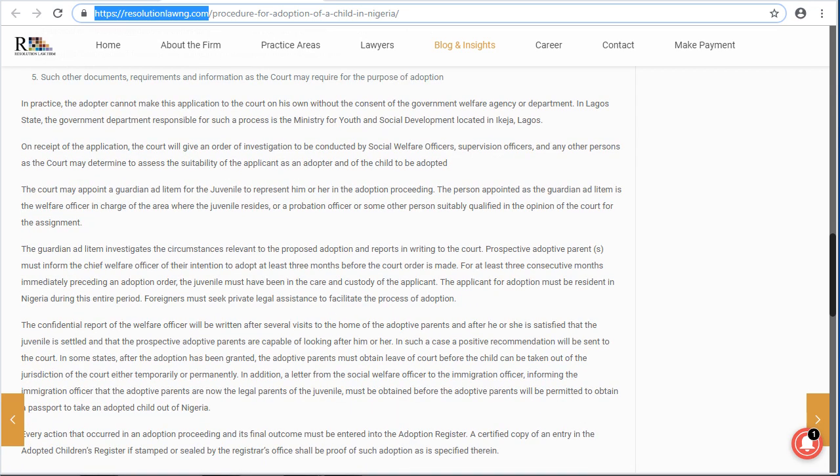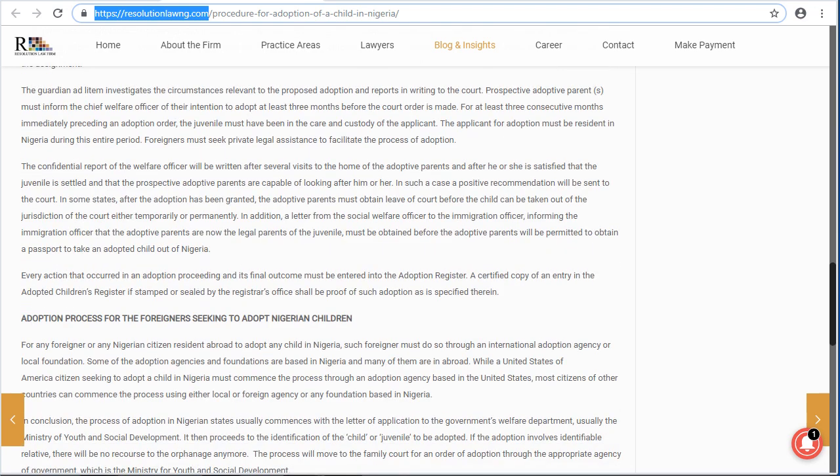The court may appoint a guardian ad litem for the juvenile to represent him or her in the adoption proceeding. The person appointed as the guardian ad litem is the welfare officer in charge of the area where the juvenile resides, a probation officer or some other person suitably qualified in the opinion of the court for the assignment. So these are the requirements.